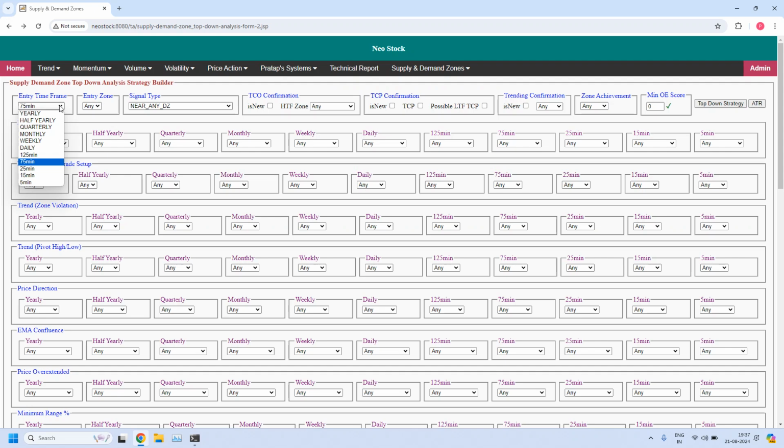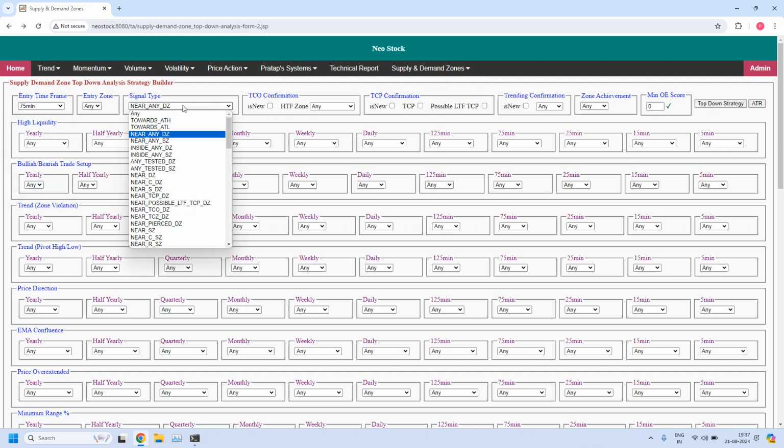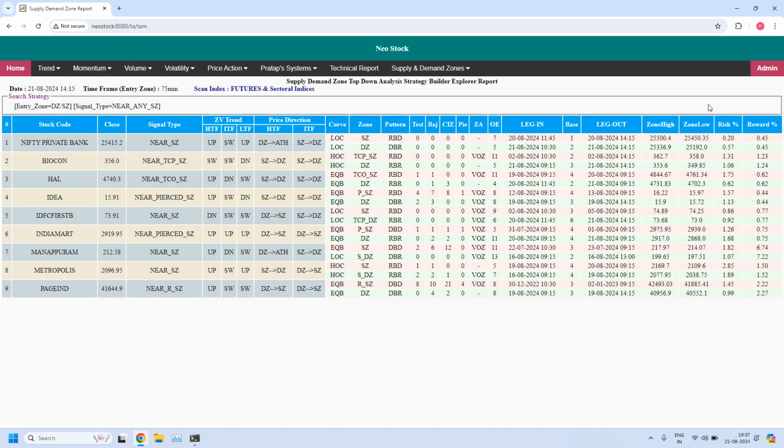Next report for 75 minutes time frame. Let us find the stocks near 75 minutes supply zone. 9 stocks are filtered. Let's identify high liquidity supply zones from this list. Biocon is having a high liquidity supply zone, a fresh zone. So you need to fine tune the zone to find the fresh fine tuned 5-minute zone.